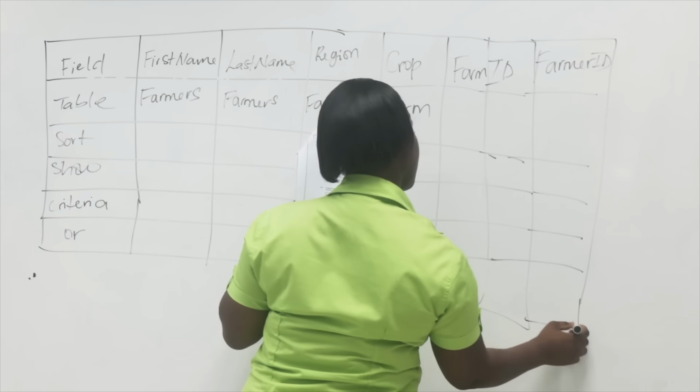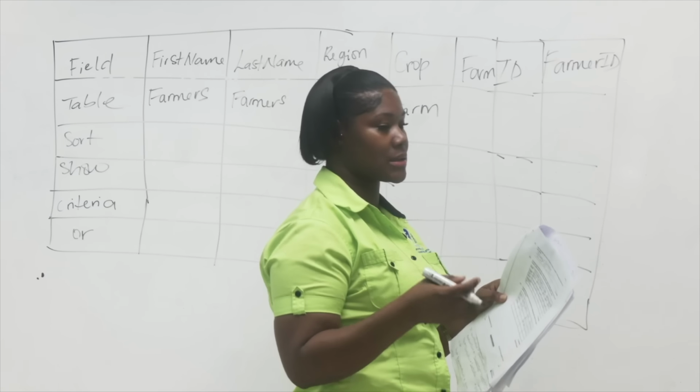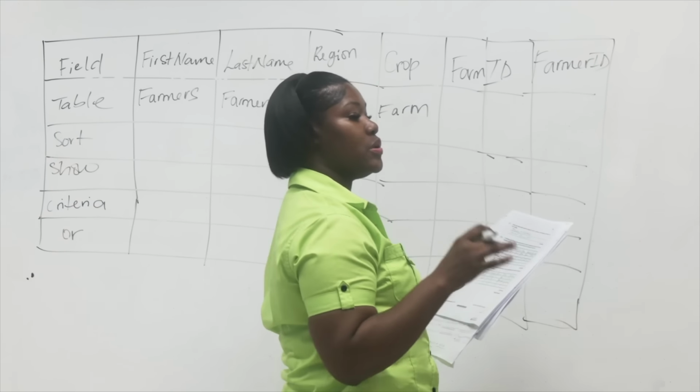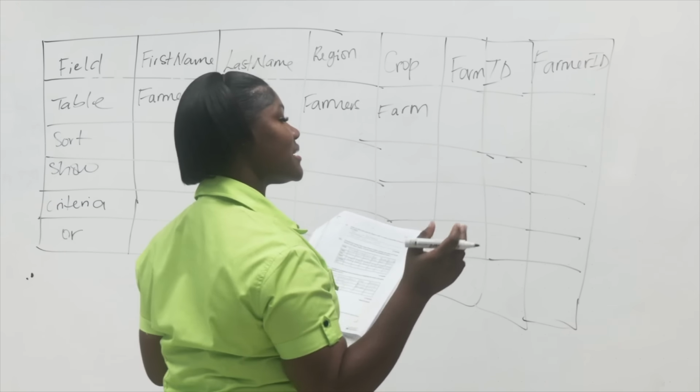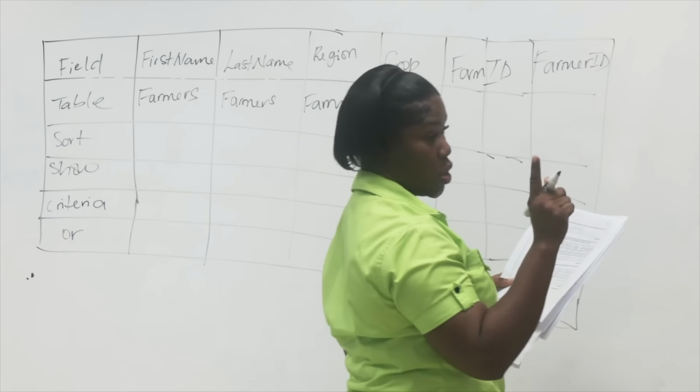So again, remember that a query is basically an object that allows you to extract some form of data that meets a set criteria. In this case, we were asked to create a query to extract the records with farmer ID number 1.